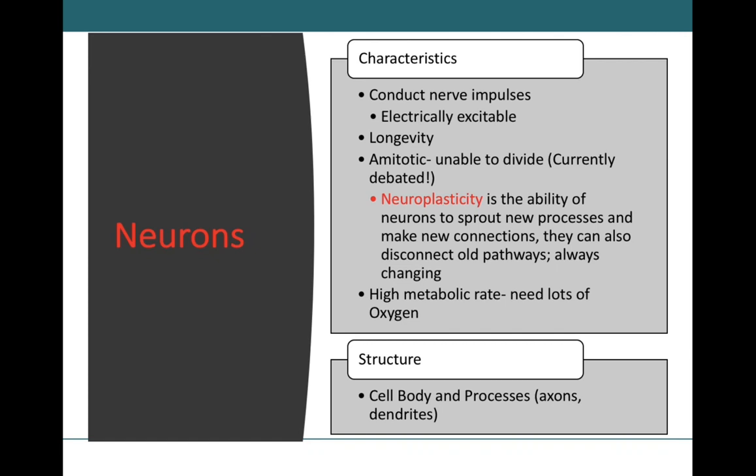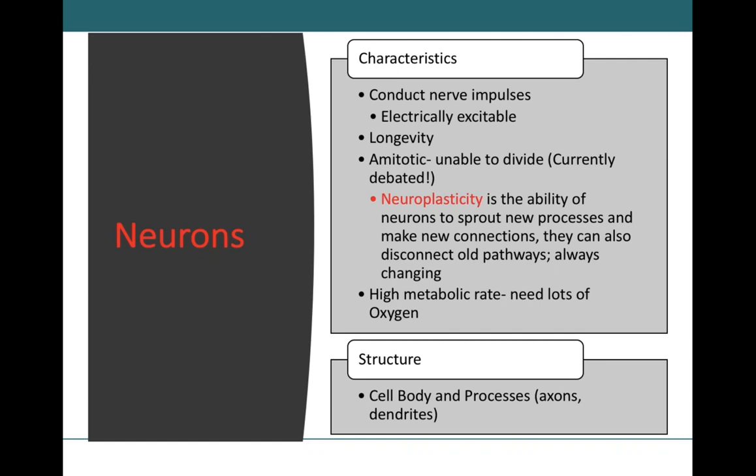We can disconnect certain pathways that haven't been used for a while, and that's going to decrease the likelihood that we're going to send a signal down a certain pathway. So neurons are plastic, which means they can't necessarily make new neurons, but they can sprout new projections, make new connections, and that will in turn help us to learn new things and increase the efficiency of how we learn. So this is a really big characteristic of neurons. Neuroplasticity is a very important characteristic. This gives our neurons the ability to learn new things.